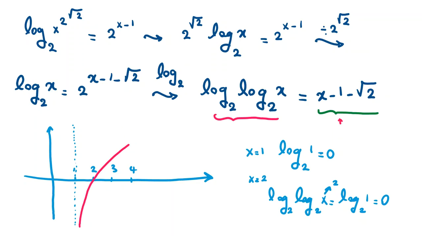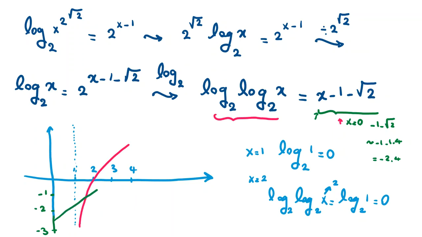If x is 0, let me write here 1, here 2. At x equal to 0, it will be negative 1, negative root 2. Negative root 2 is around negative 1.4. It will be negative 2.4. It will be 3, negative 1, negative 2, negative 3, negative 2.4. It will be something like this. And the slope of this is 1.